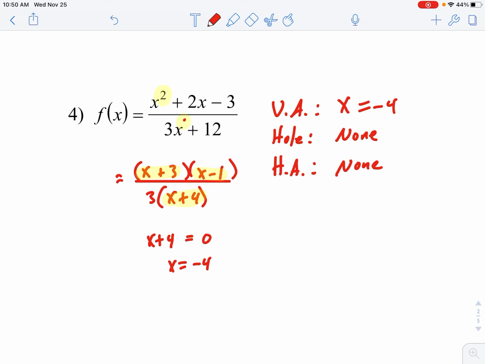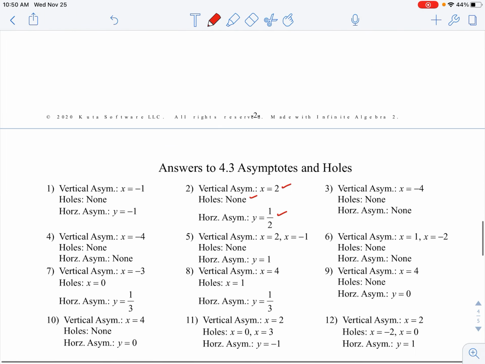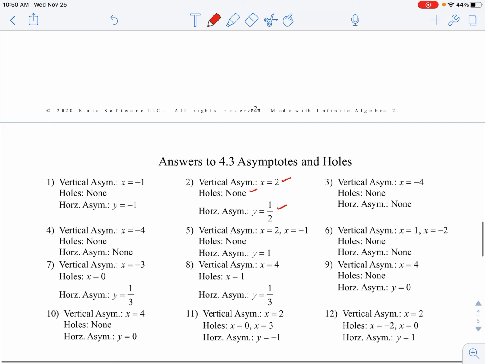Now, just to review what I said a few minutes ago, the top is exactly 1 more than the bottom. 2 is 1 more than 1. So this would have a slant asymptote. Not part of this assignment, but you could conceivably have an assignment where there is a slant asymptote, and then you would have to answer that. But we're not doing that. That should be it. Number 4, let's see. Yep.